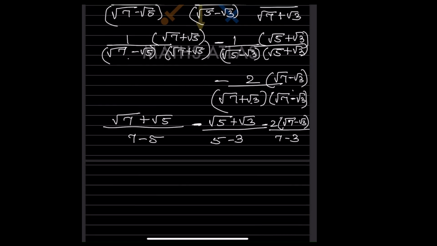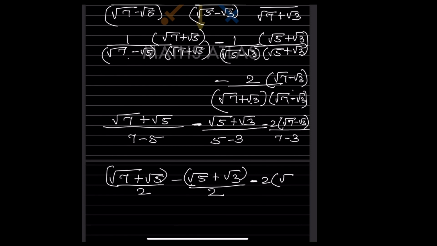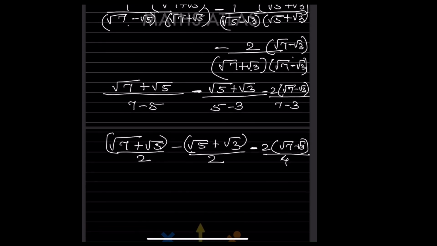So now further what will we do? Root 7 plus root 5 divided by 2, because 7 minus 5 is 2. Again what will you do here? Root 5 plus root 3 divided by 2, but we'll put the brackets for that, that will be better. Because there is a negative sign over here, divided by 2, and here minus 2 into root 7 minus root 3 divided by 4, because 7 minus 3 is going to be 4. So now what we can do here, we will just take the LCM of that one.